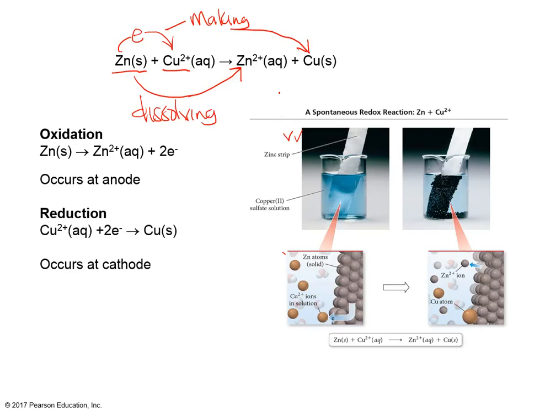So based on this, we go to the diagram on the right here. We see that the zinc strip will be coated by copper. So it will have a copper coating, indicating that this redox reaction is forming copper solid. So the coating is the copper solid, while the dissolution is forming zinc ion.